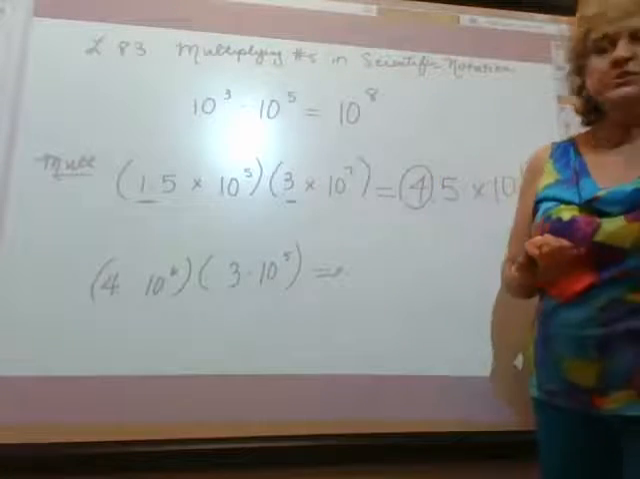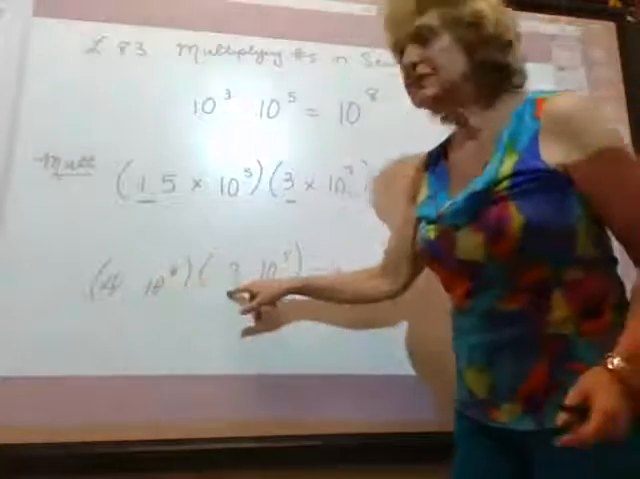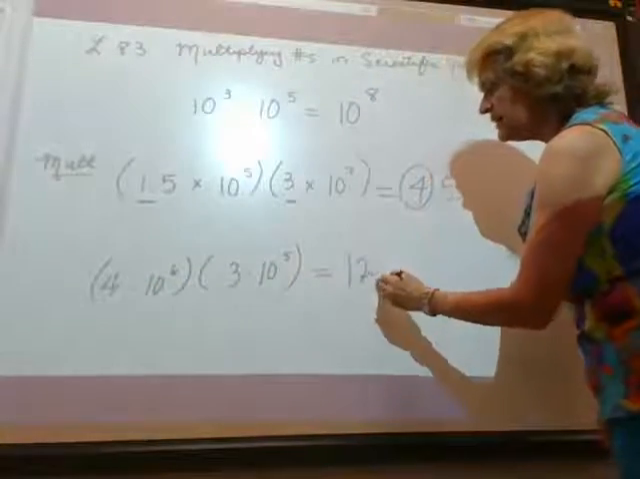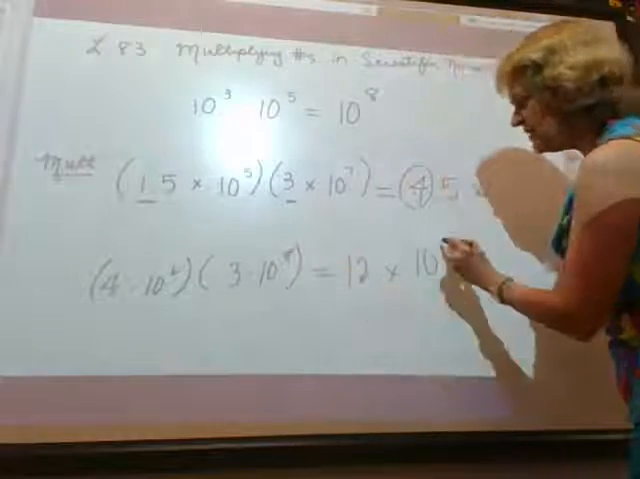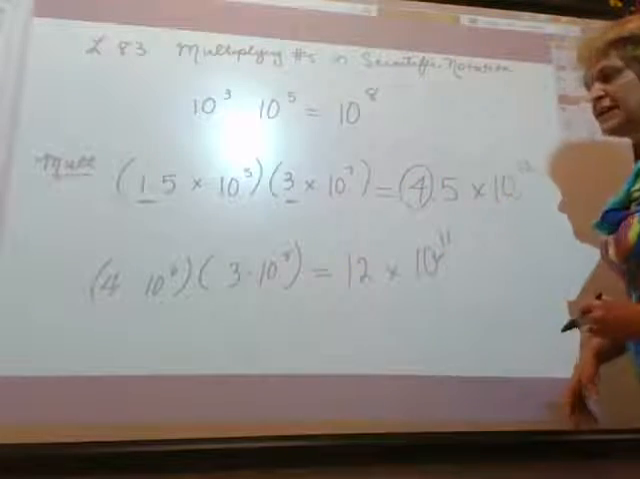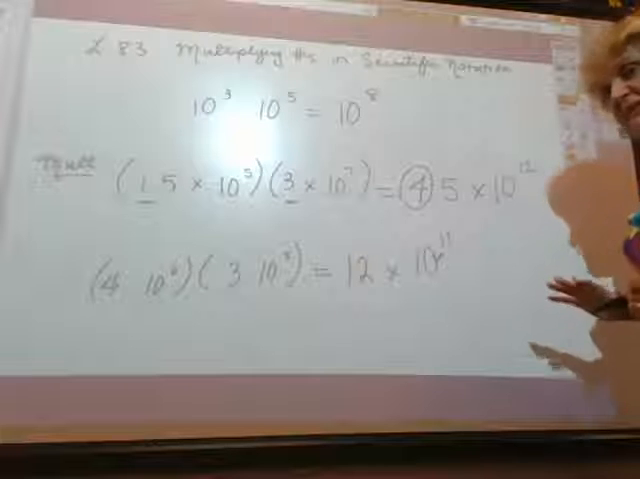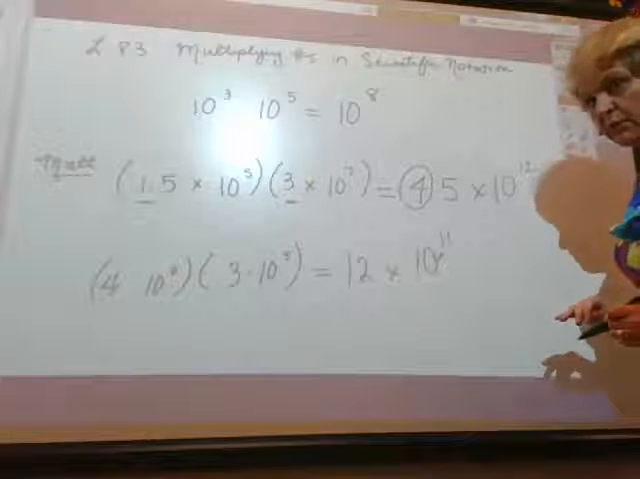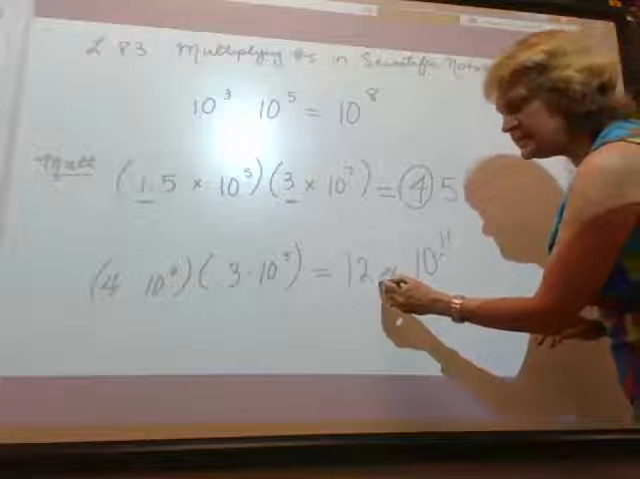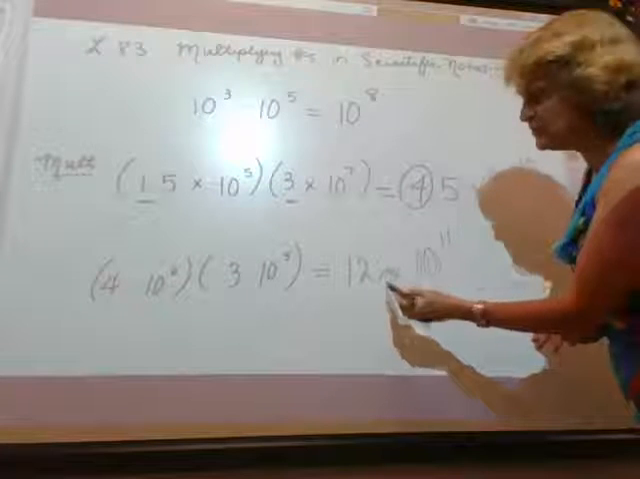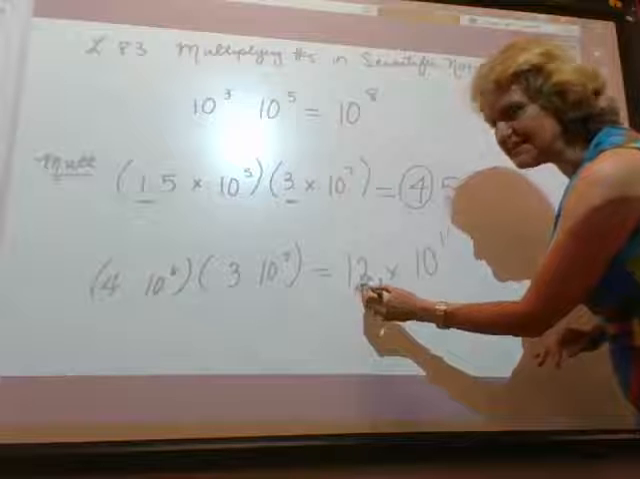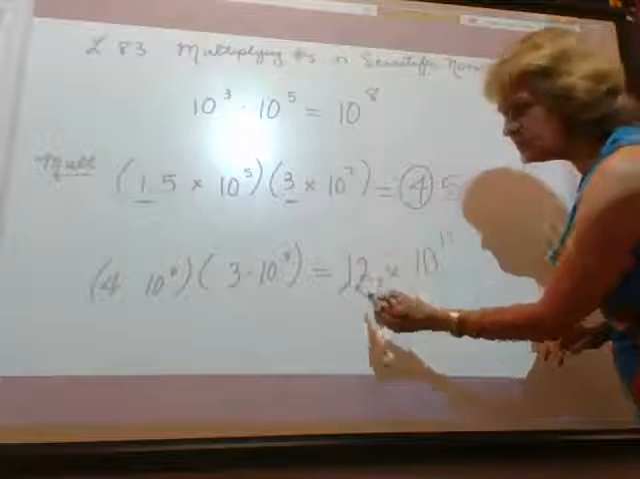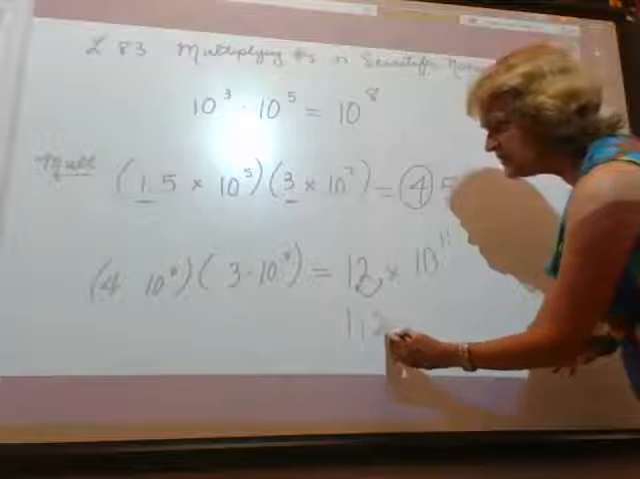As you see, example 2. We've got 4 times 3, okay, that's 12, times 10 to the 6 plus 5, 11. Now, is this in proper scientific notation? No. Remember, there's an implied decimal at the end. If I don't see the decimal, I know it's at the end, and I have to put it in the proper spot. It has to have one non-zero digit to the left. So I have to move that over.